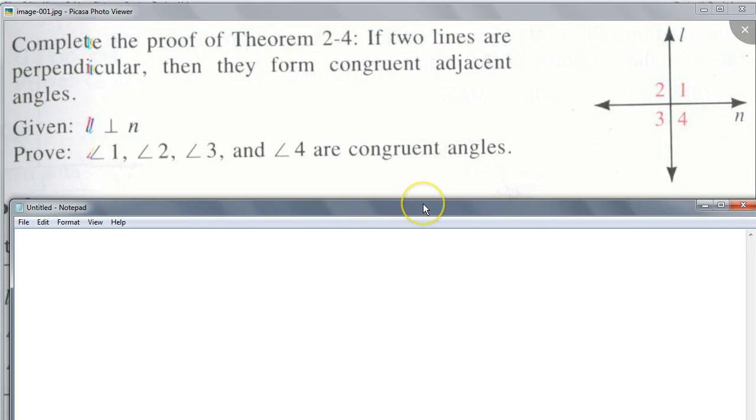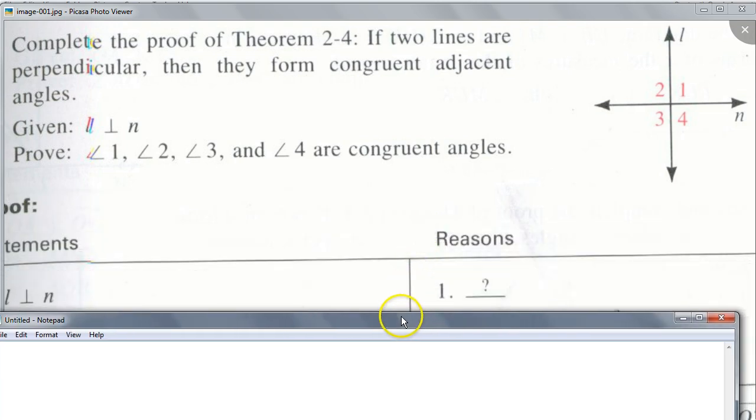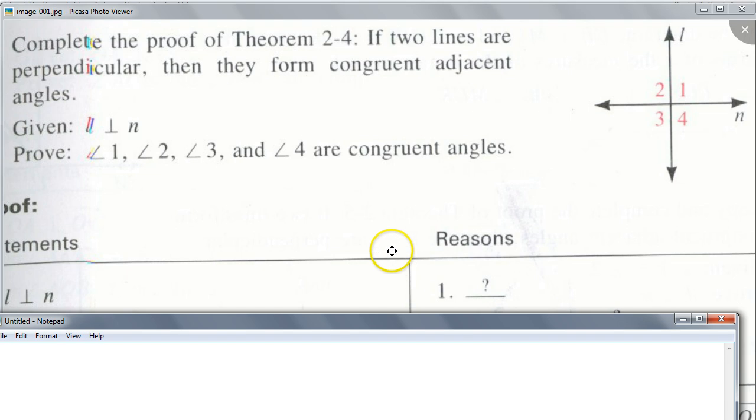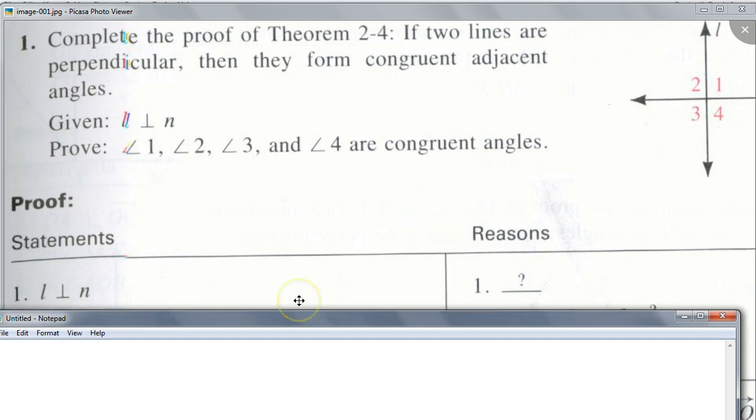First of all, everyone should have written the first line. Did you all write the first line? And what's the reason? Given. Okay, so that's given.